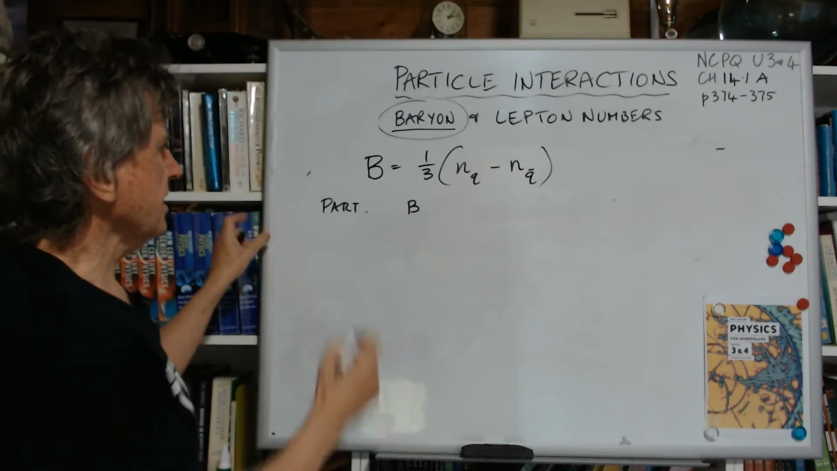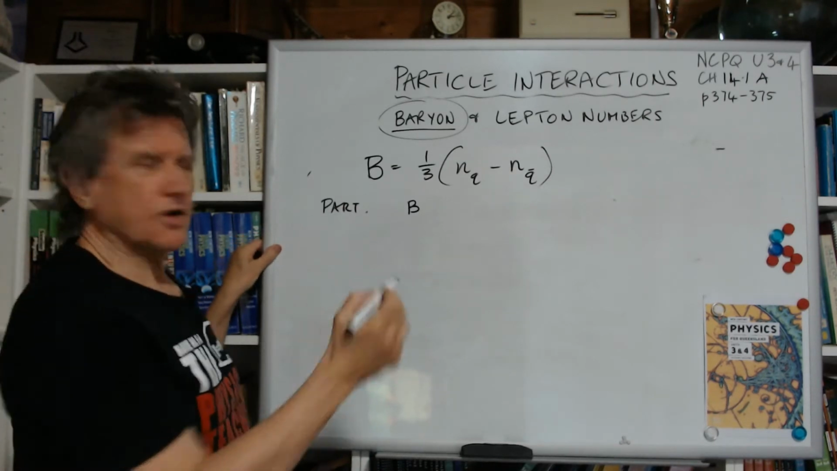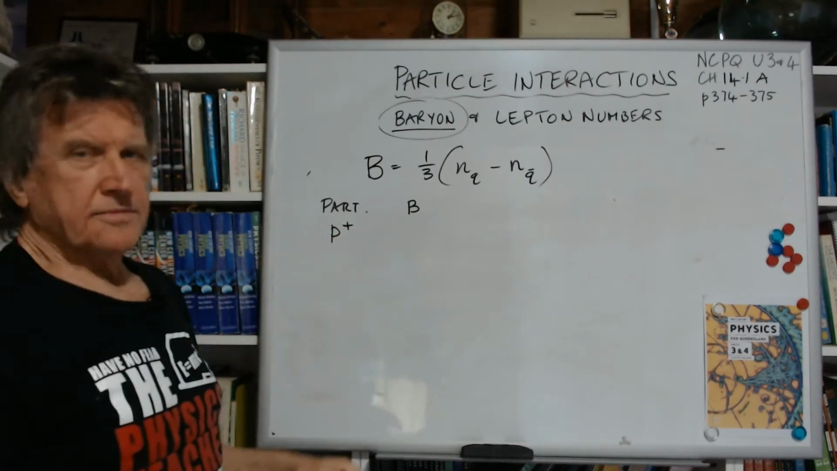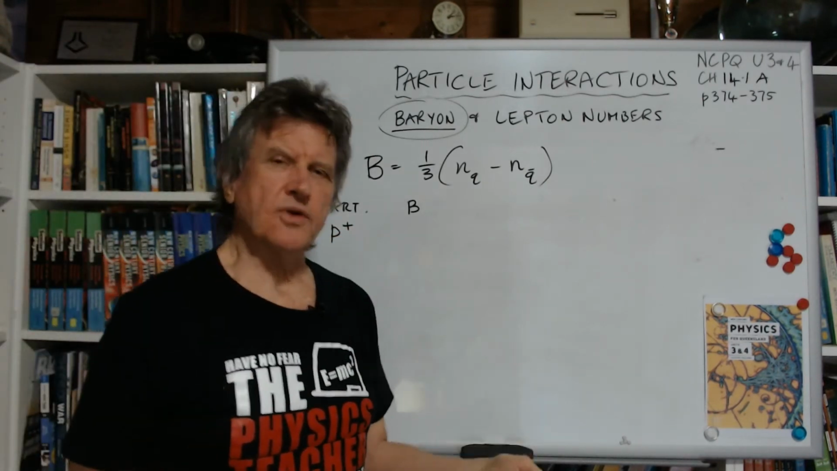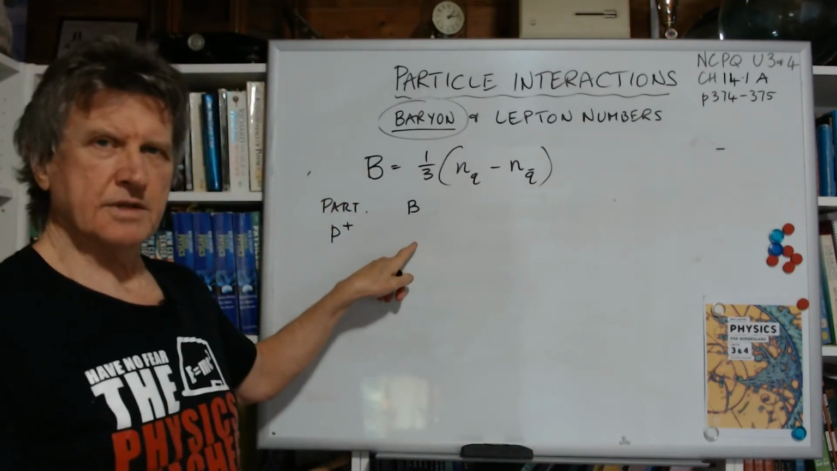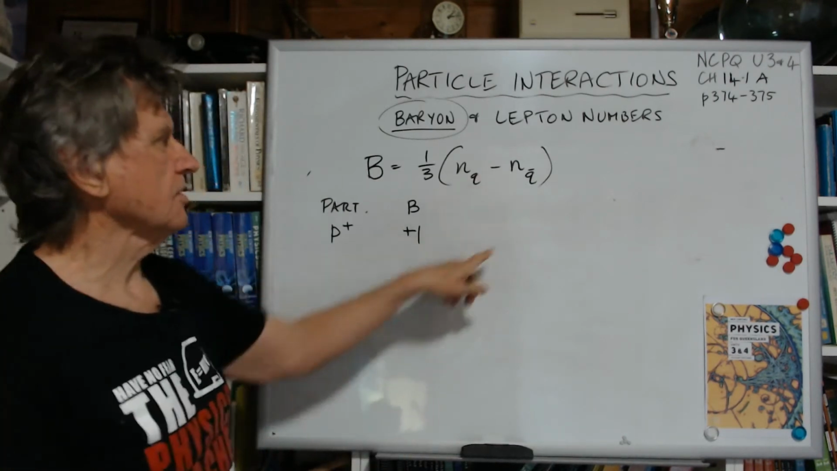So the particle, let's start off with a proton, for instance. So P plus. Now, you know that a proton is a baryon, so it should have a baryon number of 1. So let's try this and see how it works. Now let's apply the formula.